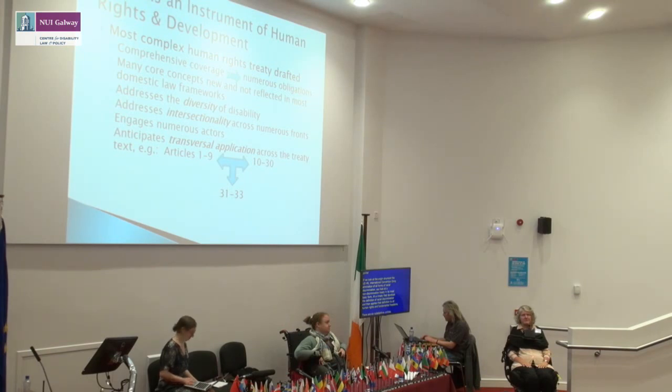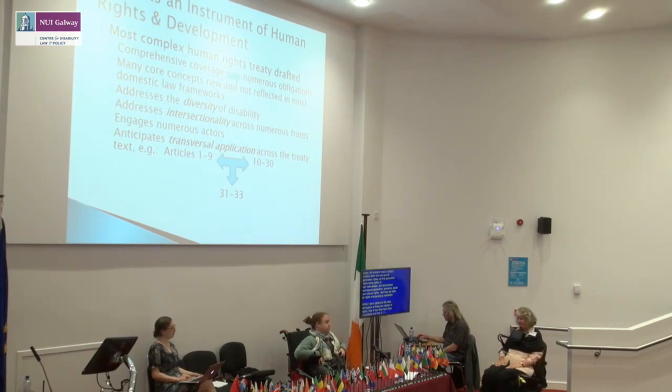So ICERD is what people see as a classic human rights treaty. CRPD is a hybrid treaty, in that it contains both first and second generation rights. First generation rights are rights of non-intervention, civil and political rights, and second generation rights are economic, social and cultural rights, which are seen as rights of progressive realisation. Whilst they don't adhere to that clear delineation of those two classes of rights, that is how they have been understood, and that is how they have been written about.